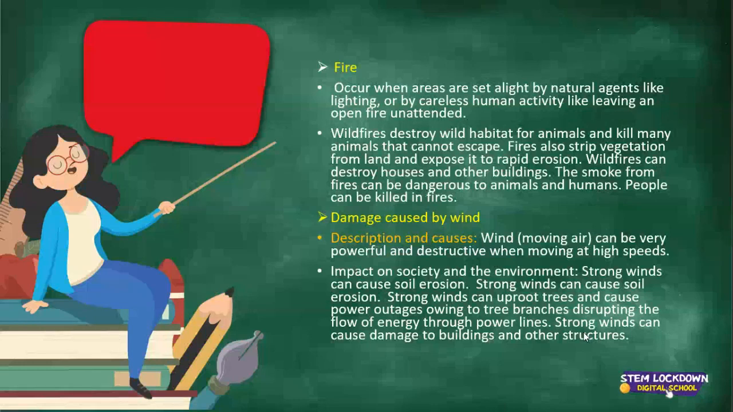For lots of plants, fires will obviously destroy homes for animals that live in that habitat. So wildfires destroy wild habitat for animals and kill many animals that cannot escape. Fires also strip vegetation from land and expose it to rapid erosion. Fires can also destroy houses and other buildings. The smoke from fires can be dangerous to animals and humans. People can be killed by fires. So fires also make pollution because of the smoke.